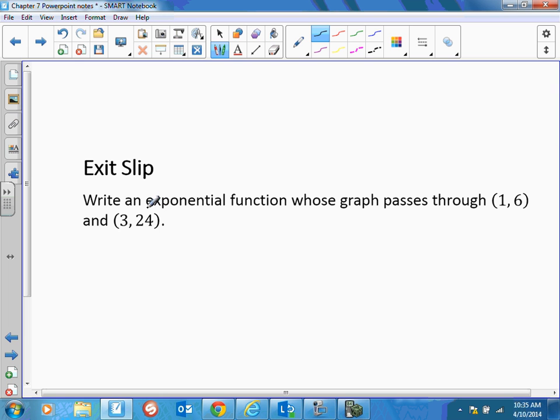Okay, so try this one on your own. Told you these are pretty quick notes. Just use exponential regression on the graphing calculator. If you have any questions, email me, and that is it.